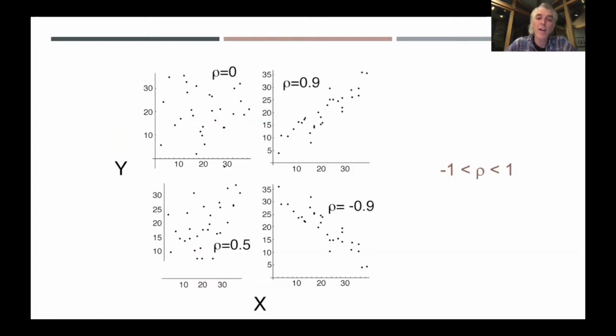So here we have 4 different plots representing 4 different correlation coefficients. A correlation coefficient can range between -1 and 1. Strong positive associations are represented by values closer to 1. Strong negative associations are represented by values closer to -1, and no association between our two variables is represented by a correlation coefficient equal to 0.